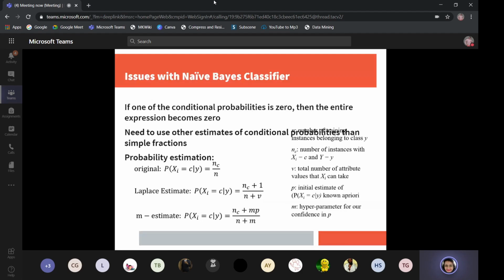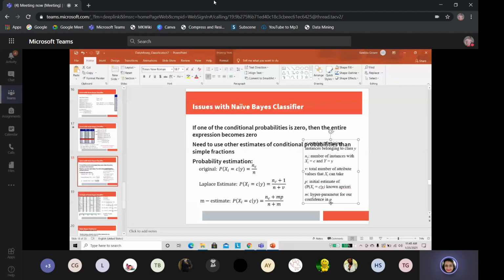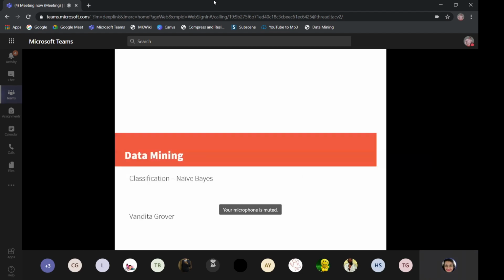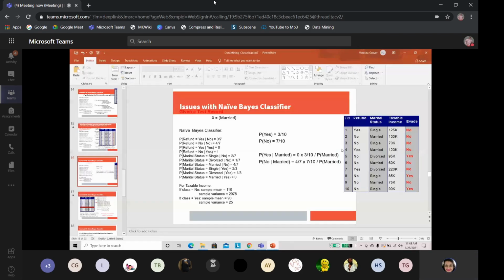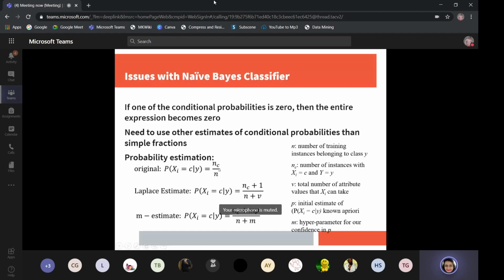And then there is one M estimate which is saying, okay, so if n is the, I think this is not visible. So if one of the conditional probabilities is becoming zero, your entire expression will become zero.